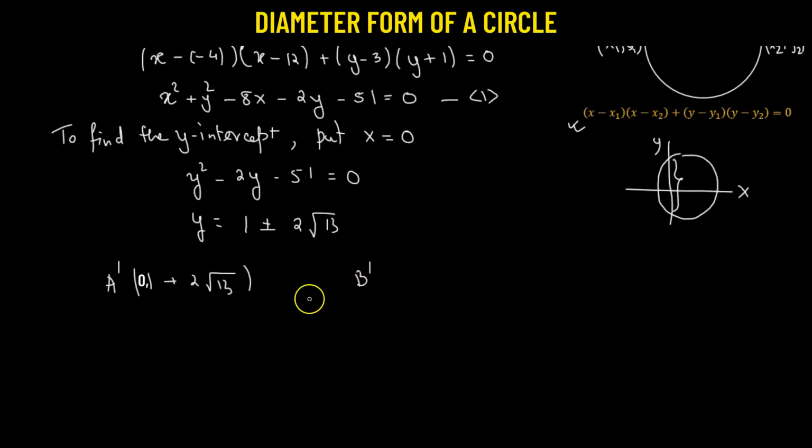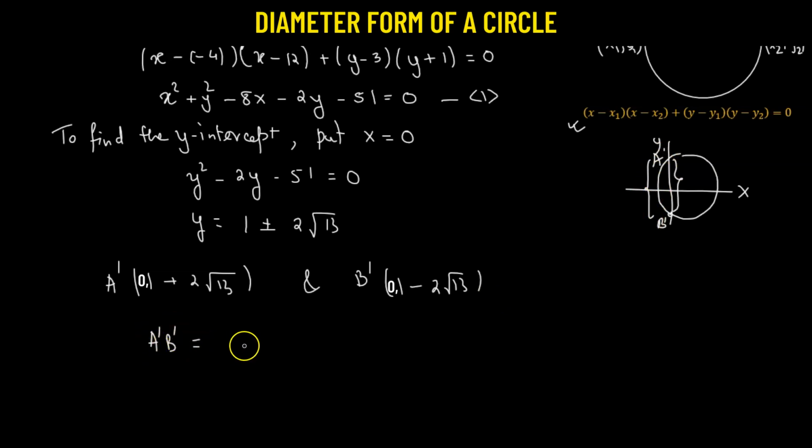And then we have the coordinate of the lower point. Let's call it B prime. Its coordinates will be (0, 1 minus 2 times square root of 13). But we have to find the y-intercept. That means we need the distance A prime B prime. For this, we'll use the distance formula.